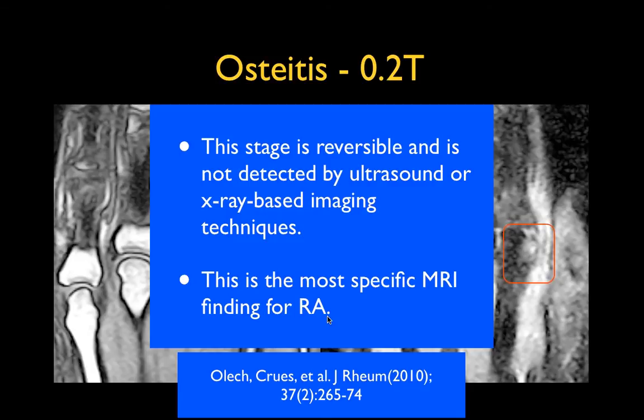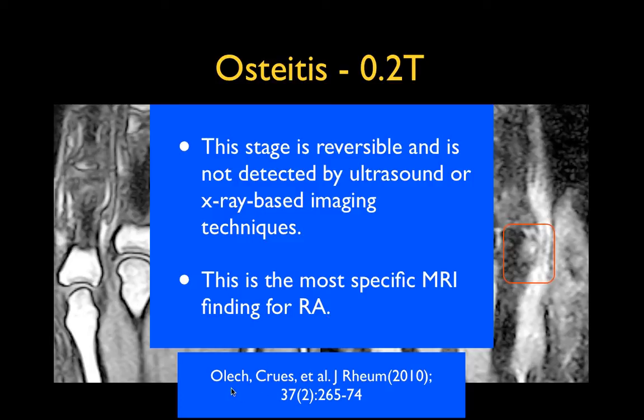This is a reversible stage of the disease. And therefore, it's important to pick it up. We know it's very predictive. It's also highly diagnostic of rheumatoid arthritis, as opposed to just the cysts and nonspecific post-traumatic changes that you can also see. And if you treat it, it goes away. So I think it's important.